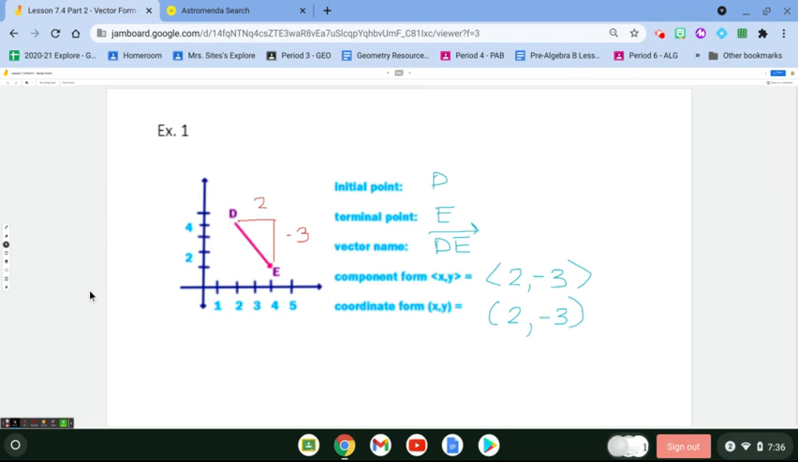If you're checking to see if you got these correct, your initial point would be at D and your terminal point would be at E, because this is where I see the arrow. The vector would be properly named vector DE. In component form, the horizontal component would be 2 units because I'm going from 2 to 4. The vertical component would be dropping from 4, starting at the initial point, down to the terminal point at 1, so that would be dropping 3 units. That's why I have a negative 3 there. Then converting that to coordinate form, that would be going 2 units to the right and then dropping 3 units down.